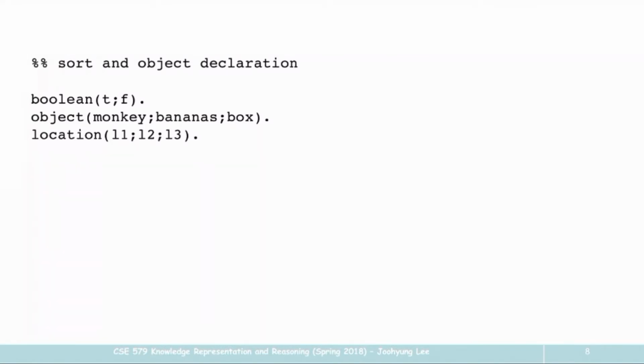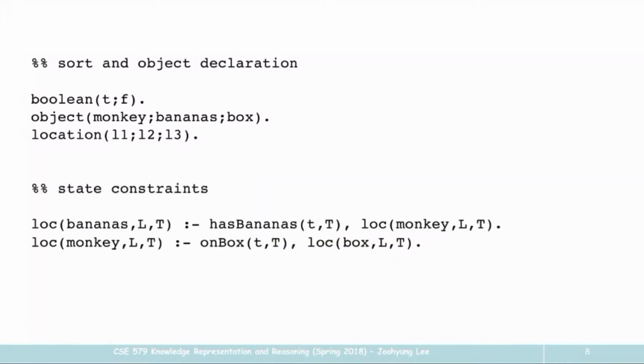So the type and the objects. T and F are the two objects that belong to the Boolean sort, and monkey, bananas, and box are the objects that belong to this sort object. And there are three locations: L1, L2, L3. So this was what we said. It's kind of defining the universe. What are the types and what are the elements in that type?